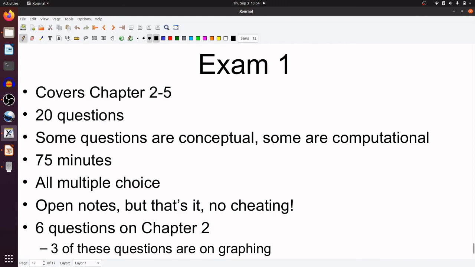Open notes, because normally I wouldn't have you do open notes, but I guess I'm going to have to, sort of. But no cheating. Don't have someone take the test for you. Don't text your friends while you're testing. Do your own work, please. But yeah, you can use your notes.